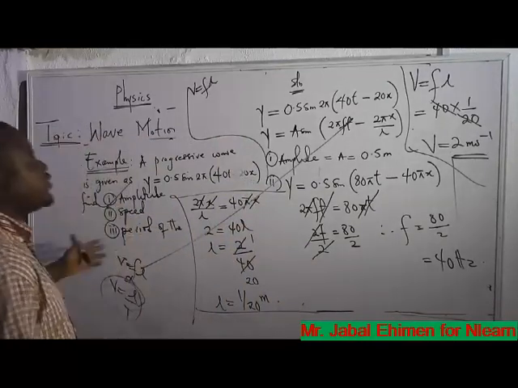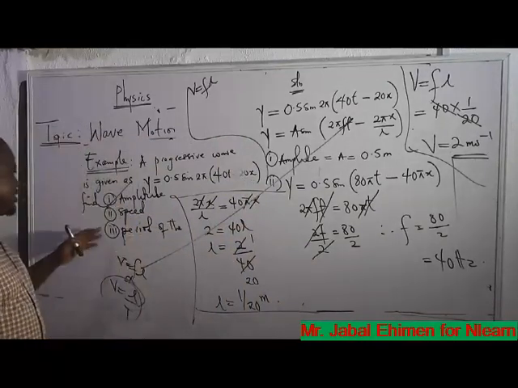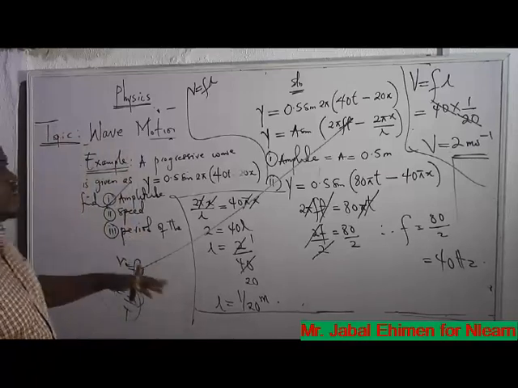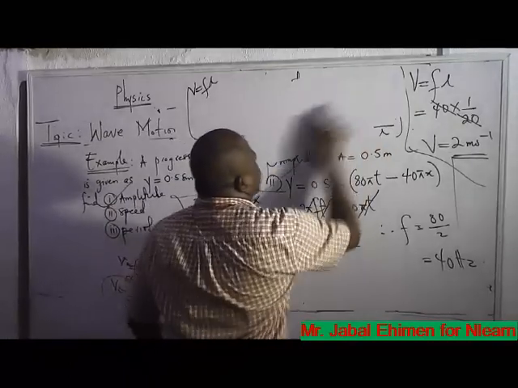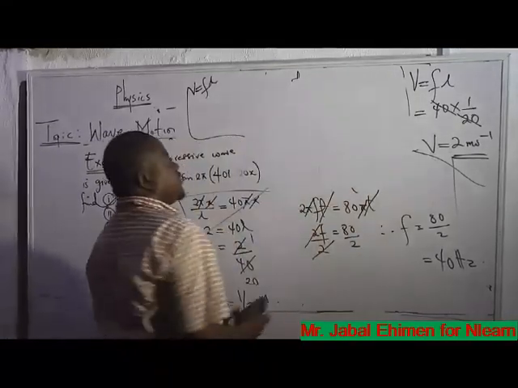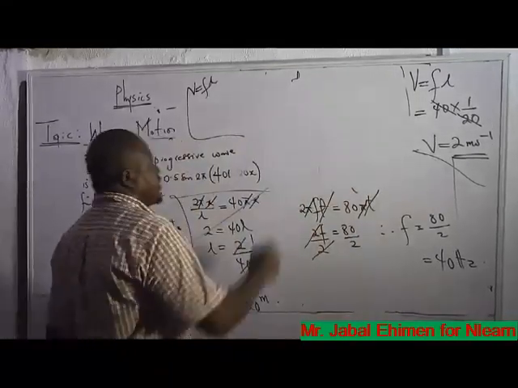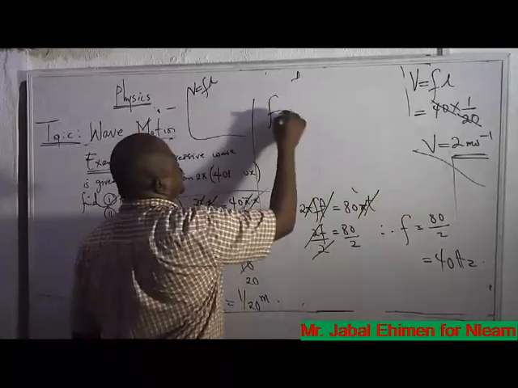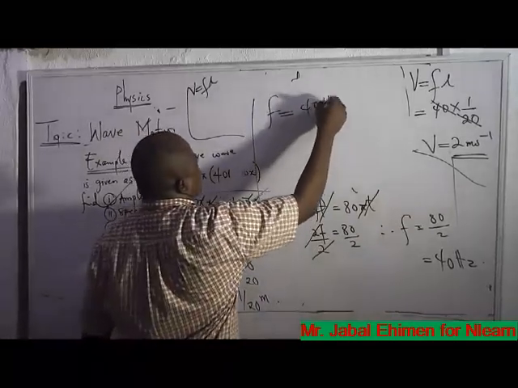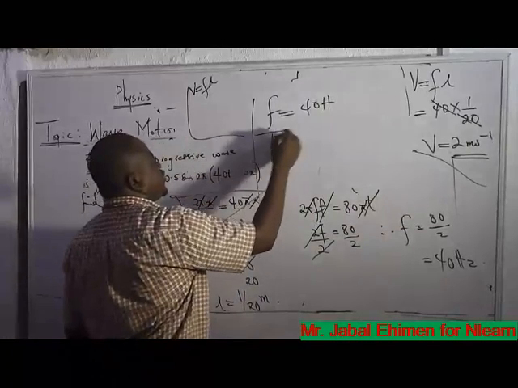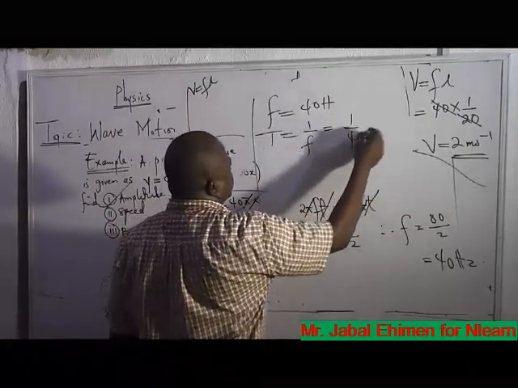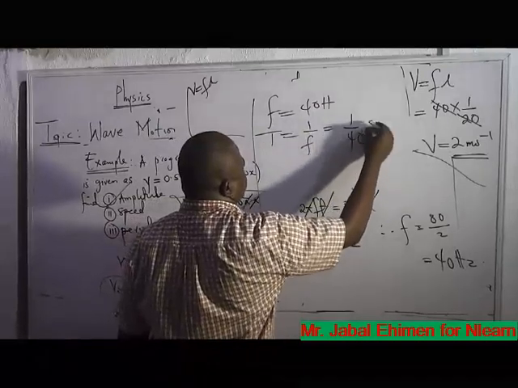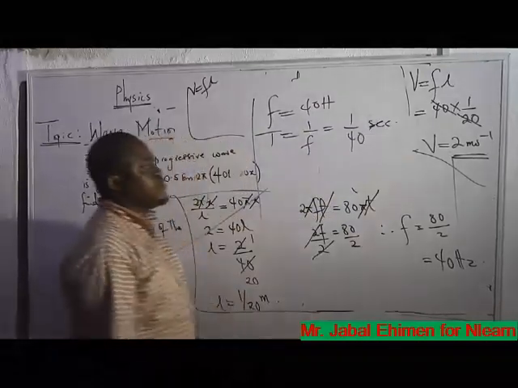How do you get the period of the whole equation? The period is T. And how do I get that? What is frequency? My frequency is given as f equals 40 hertz. So my period will be 1 over f, which is 1 over 40 seconds. So period is measured in seconds.